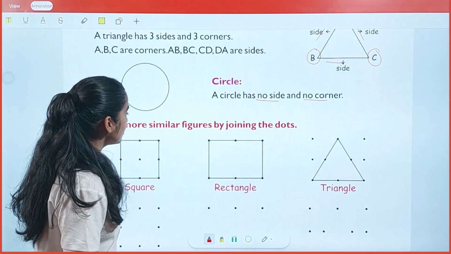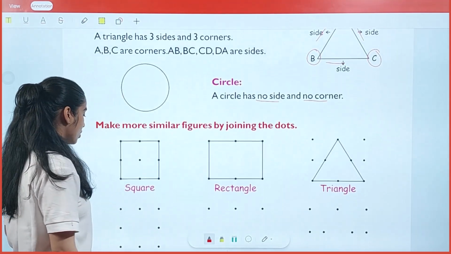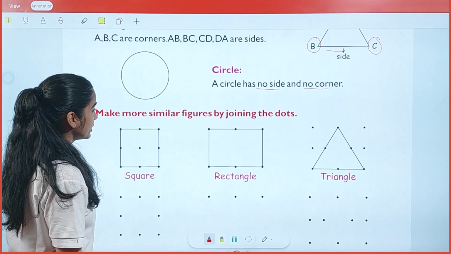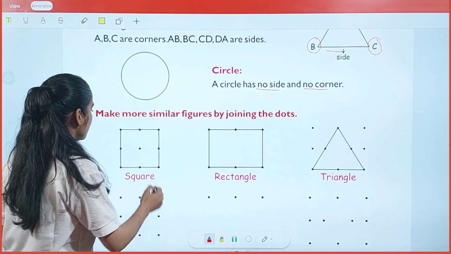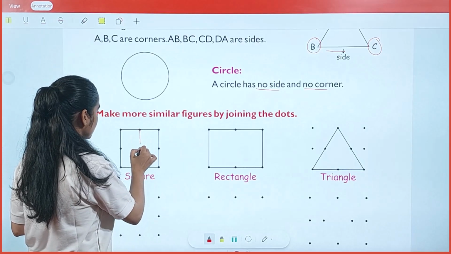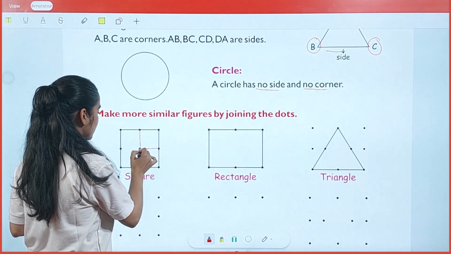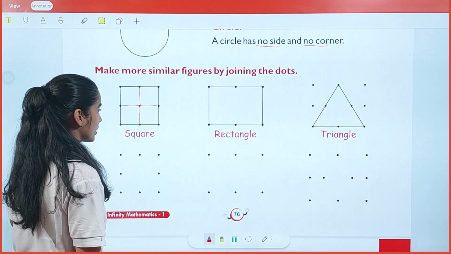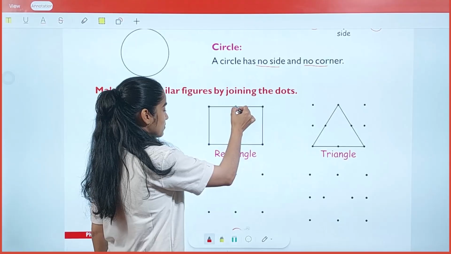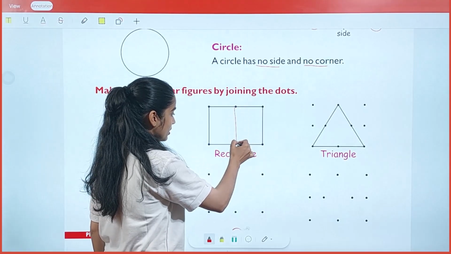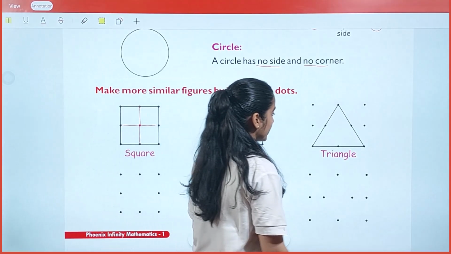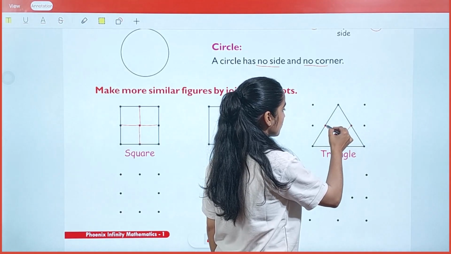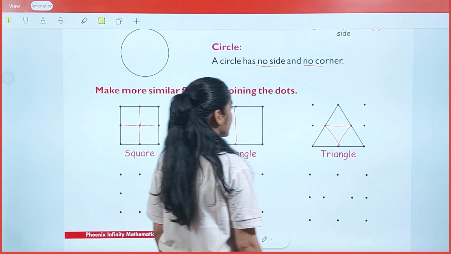Make more similar figures by joining the dots. So how can you make similar figures by joining the dots? You can join like this. Okay, in the same manner you can do this by joining these points together. You will convert this rectangle into 2 rectangles by joining these 2 points together. So you will be making a triangle here.